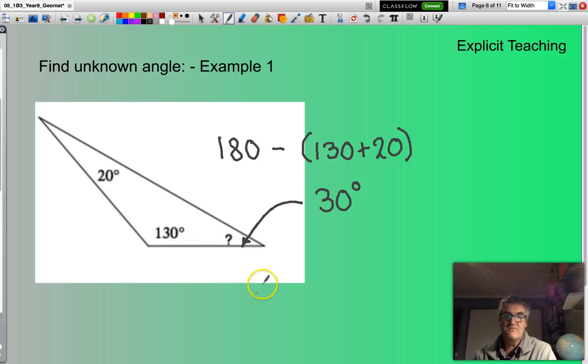So we could just verify that. 130 plus another 30 is 160, plus 20 is 180. That is the sum of all the angles in my triangle. Now, what sort of triangle is that? Well, if all three angles are different, then we could say that that triangle is a scalene triangle. Okay, we'll just move on to the next example.